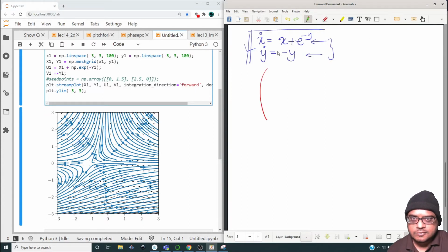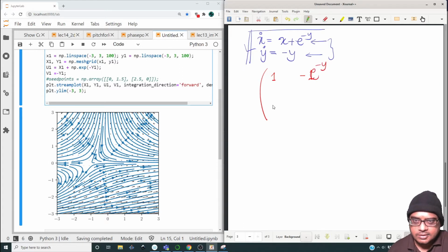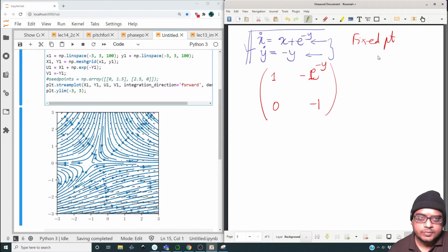So the Jacobian of this will be del f del x, which is 1, del f del y, which is minus e to the power minus y. This will be 0, this will be minus 1. And we have to evaluate the Jacobian at the fixed point. So the fixed point is minus 1 comma 0. So this is equal to 1, and at 0 this is equal to minus 1, 0, minus 1.